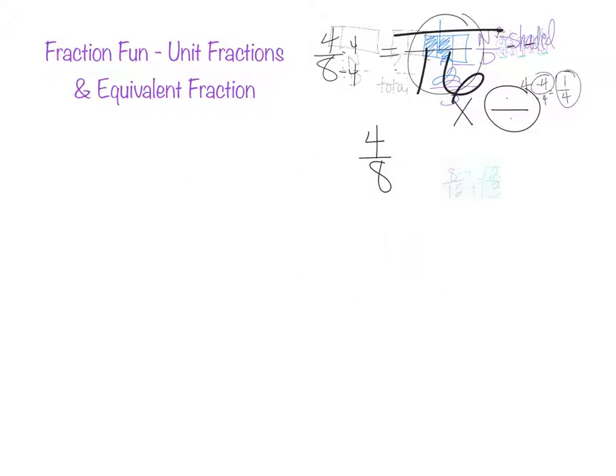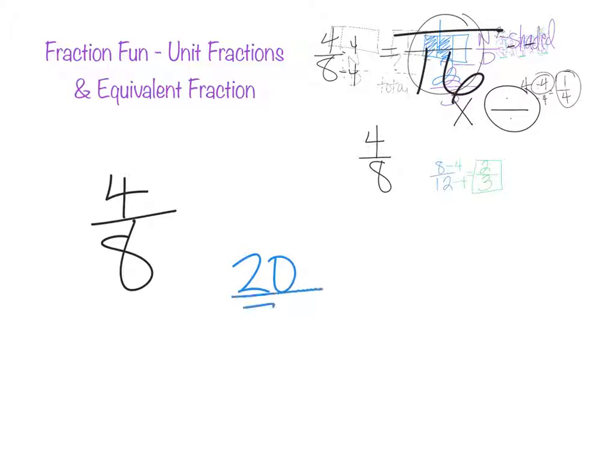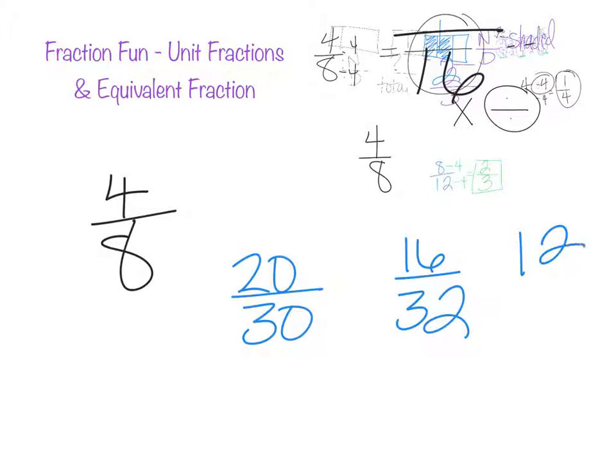So what if they gave you this? What if you started off with this one? But all of your answer choices were bigger. I mean, big, big, big. So what could you do? If your answer choices are big, then they're asking you to do which operation? That's right, you're going to be multiplying. So let's say that the answer choices that you were given were 20 over 30, 16 over 32, and 12 over 19.